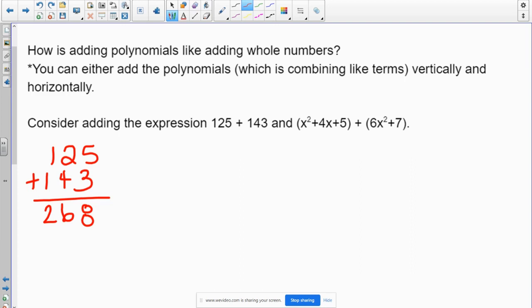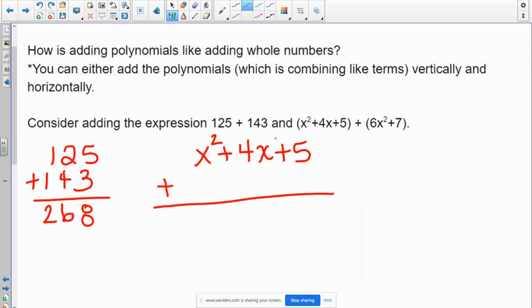Now, we're going to do that exact same thing when you add polynomials. You have to line up like terms. Instead of like place values, we're just going to do like terms. So we're going to take x squared plus 4x plus 5, and we're going to add to that 6x squared plus 7. So you're going to put that under like terms. 6x squared is like x squared, so we're going to put that under x squared. And 7 is a constant, or a whole number, and so is 5. So we're going to put the 7 there.